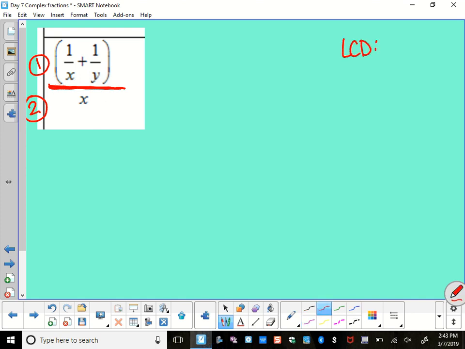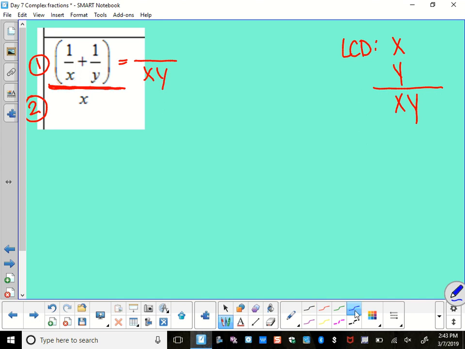Well, let's see here. My first fraction, my denominator is x. My second fraction, the denominator is y. If we multiply those together, what do we get? Just xy. So that is my new denominator. It's my least common denominator.